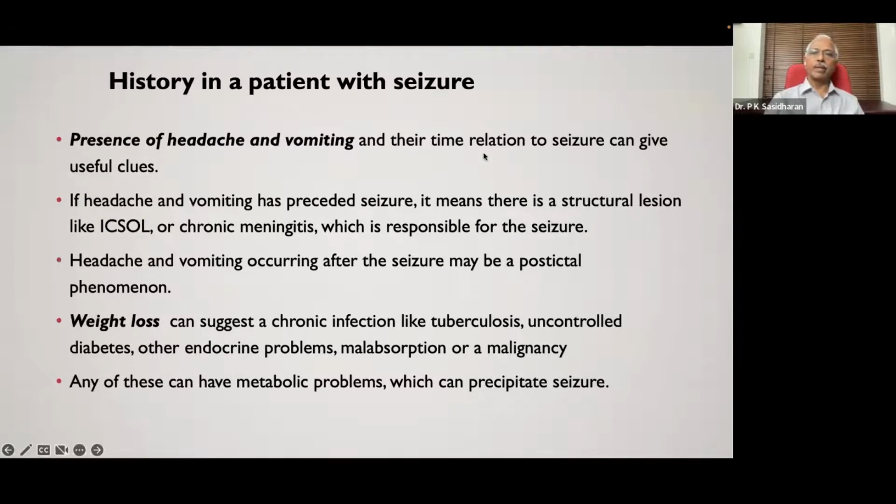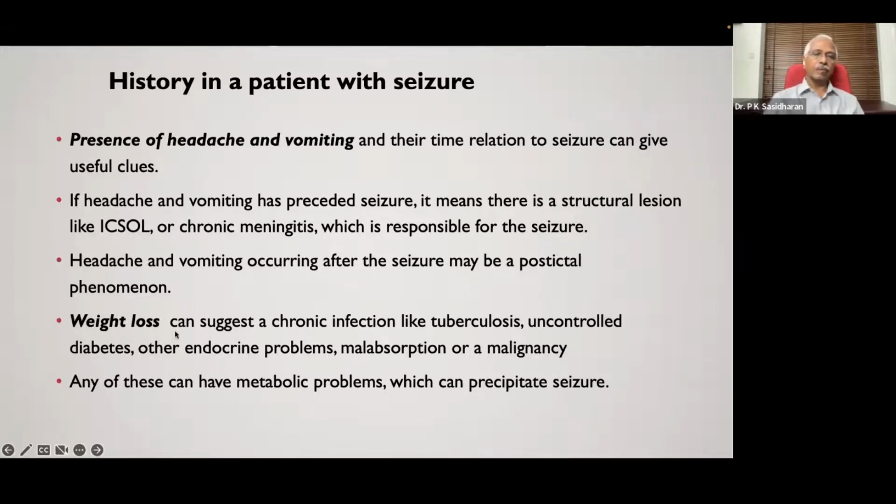Presence of headache and vomiting and the time relation to seizure can give useful clues. Suppose headache and vomiting was the first thing before seizure, it means there is an intracranial problem. But headache and vomiting post-ictally is a post-ictal phenomenon. This time of occurrence of headache and vomiting is important. If headache and vomiting has preceded seizure, it means there is a structural lesion like an intracranial space-occupying lesion or chronic meningitis, which is the cause for seizure. Headache and vomiting occurring after seizure may be post-ictal.